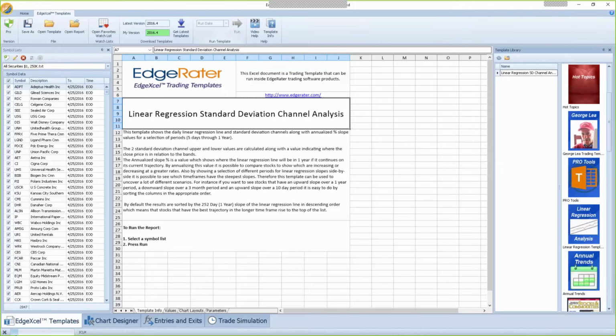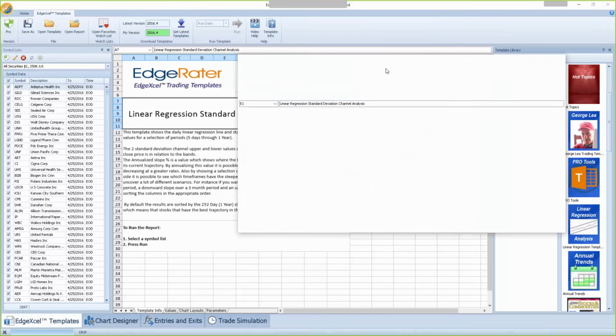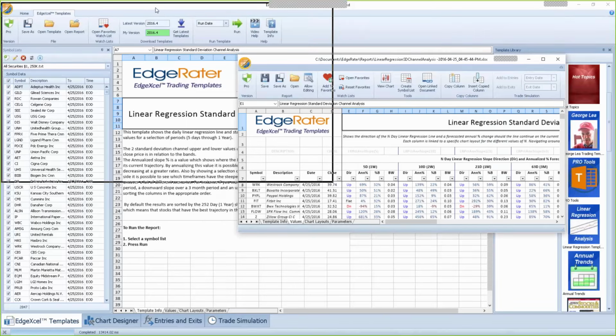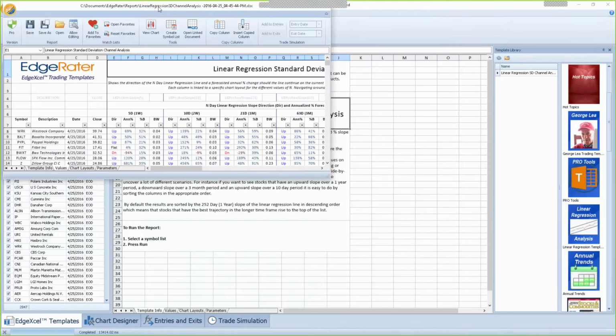And then if you look at the lower left, you'll see the progress bar moving along as it processes these 2,800 odd symbols, and when it's done, it will pop up the report, which is coming into view now. What I'm going to do is I'm going to run the in-play template as well, so we get two reports up at the same time.